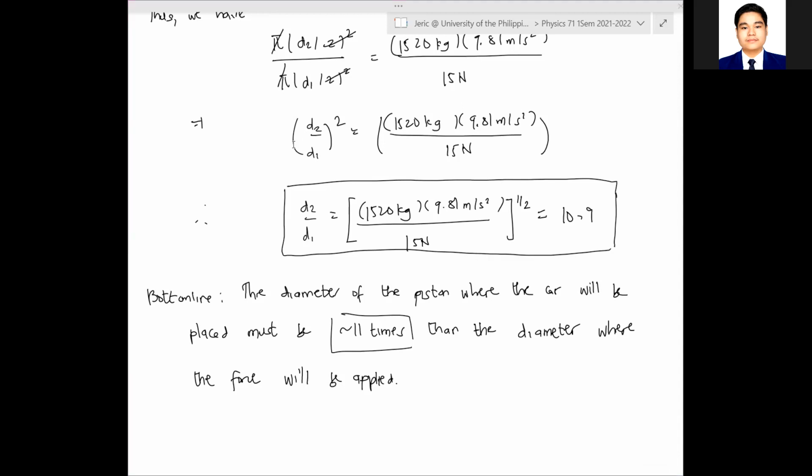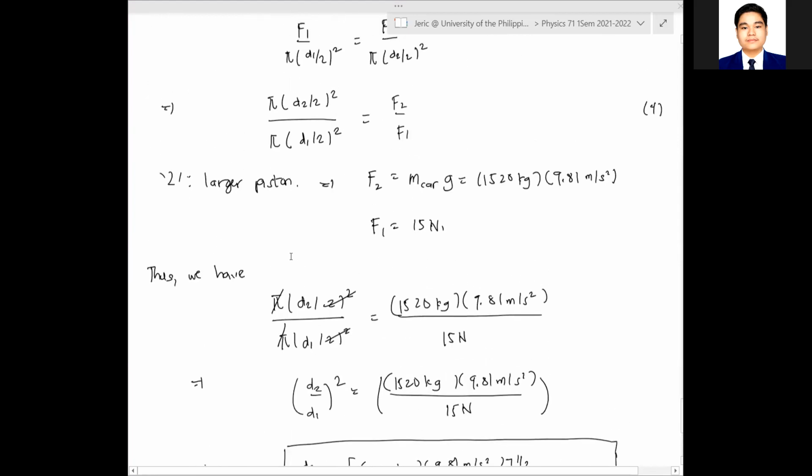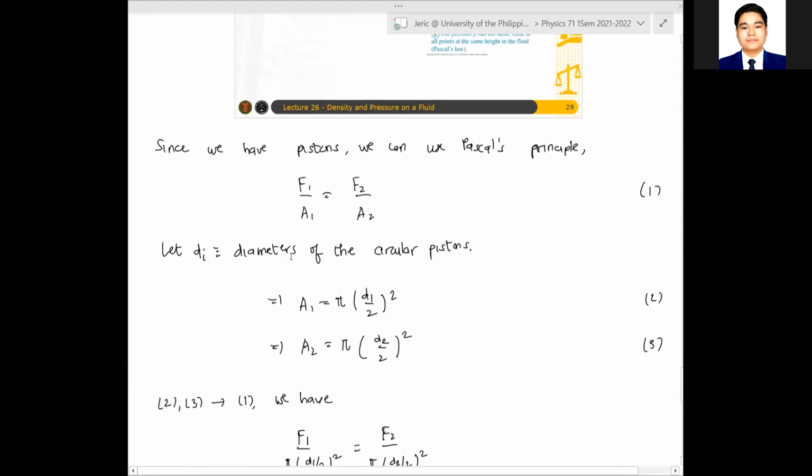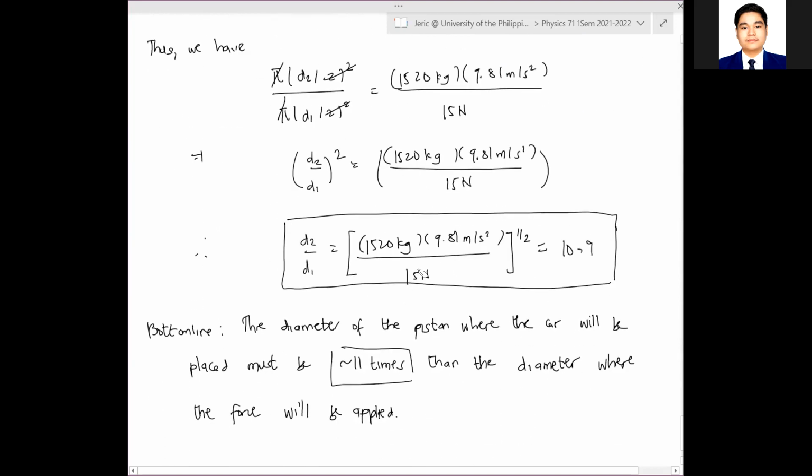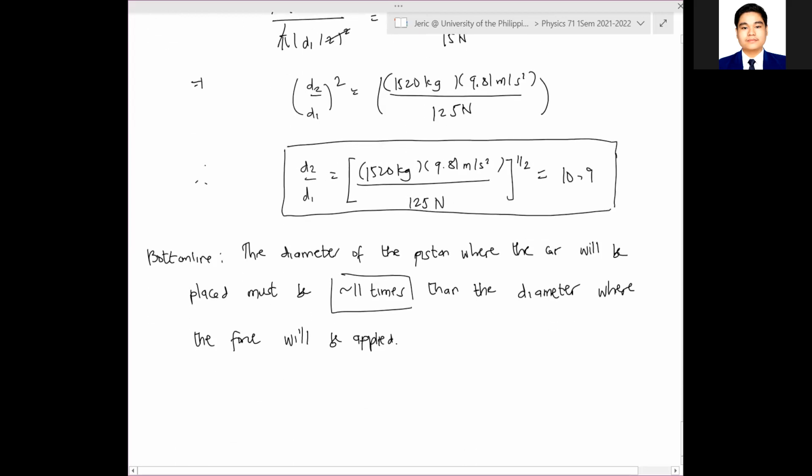125 newtons po ata yung force. Ay! Force 1 is, oo nga, sorry. This should be 125. Tama naman yung 10 na sagot. Yeah, tama this is correct. 125 newtons. Tinanggal ko yung pagka-square, ginawa kong square root. 125 dapat. Sorry for that. Thank you for the correction. That's why I need students here, for me to be corrected if ever na may typo ako.